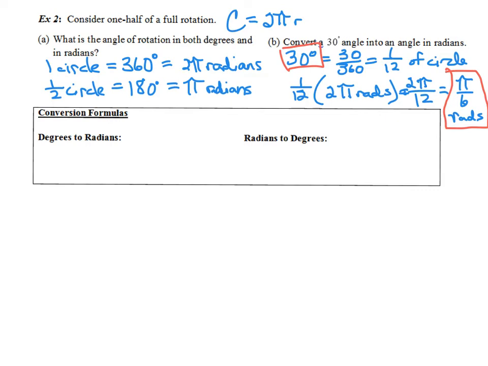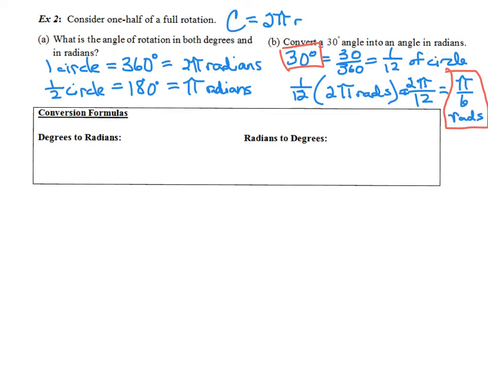So we're going to need, just like we'd have to if we were going back and forth between inches to feet, or between feet and yards, or even between inches and centimeters, we have to have the conversion factor. So we're going to write it two different ways depending on whether we're trying to convert from degrees to radians or from radians to degrees.